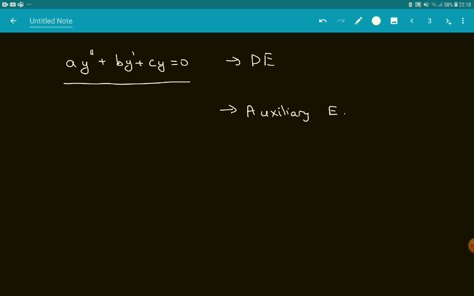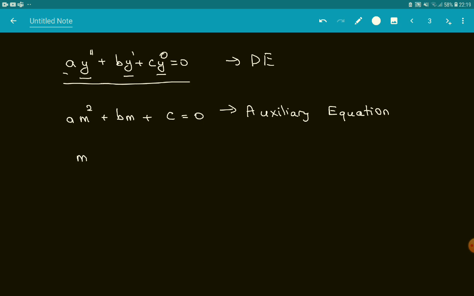Auxiliary equation. And here, if you see a y double prime, we will write it m square. If it is y prime, it will be plus m, and y does not have any prime, so we will just write 1. So here it has a, and for this it has b, and here it has c, which I just directly write c.